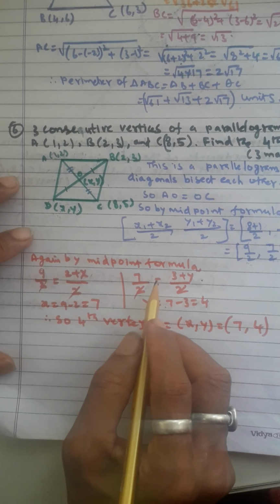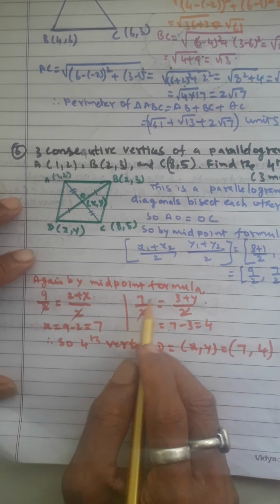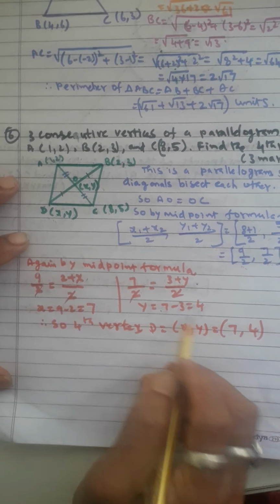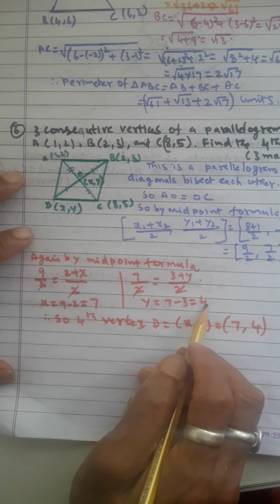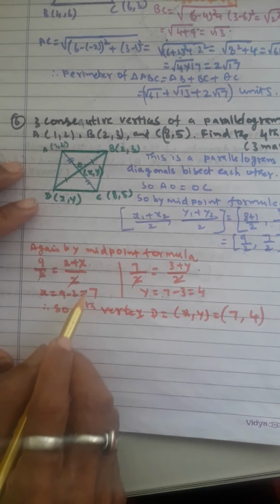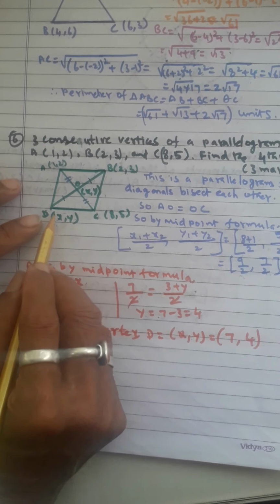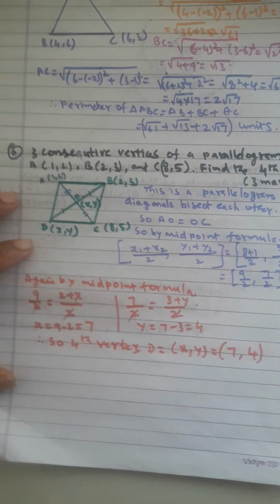Then here also the 2 gets cancelled. The plus 3 you take to the other side, it becomes minus. 7 minus 3 you will get 4. So the y value you will get as 4. So the x value is 7 and the y value is 4. So we have found the fourth vertex of the parallelogram.